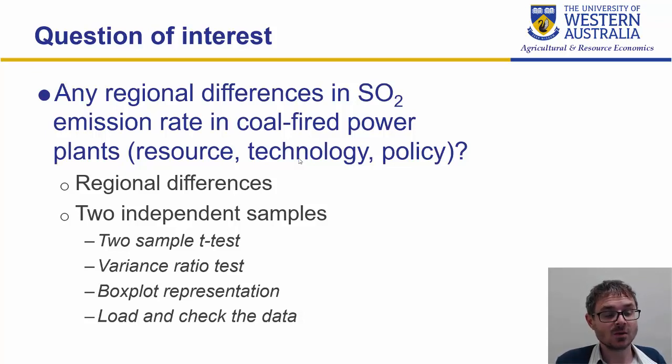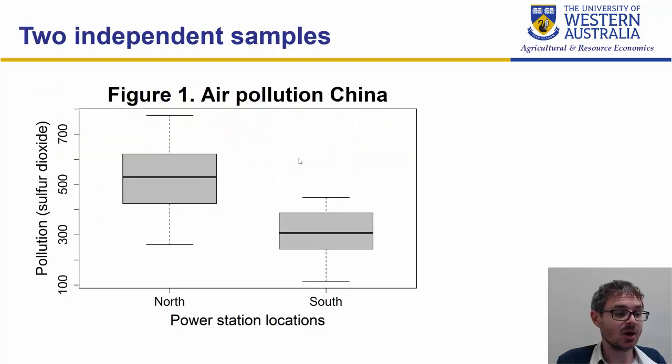First step, we're going to have a visual plot. And personally, I find the visual quite compelling. It seems to me that pollution levels in the south are actually less than in the north.